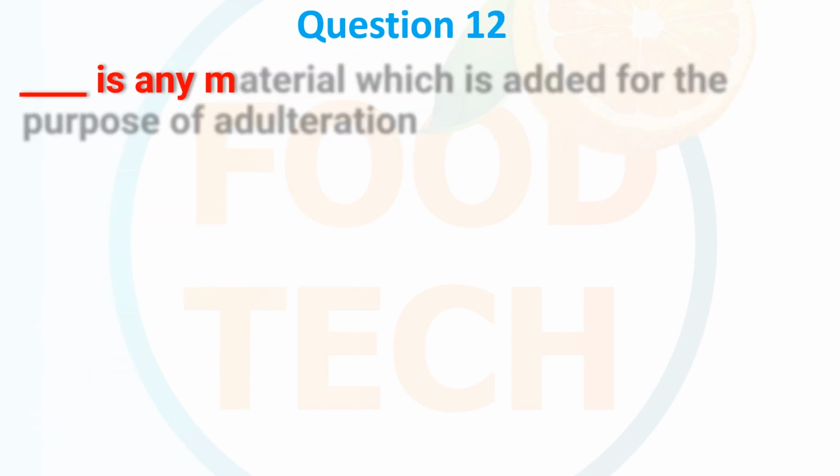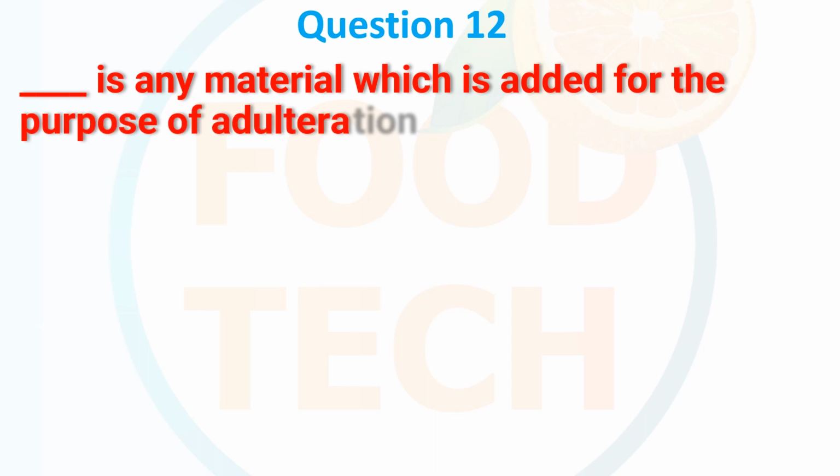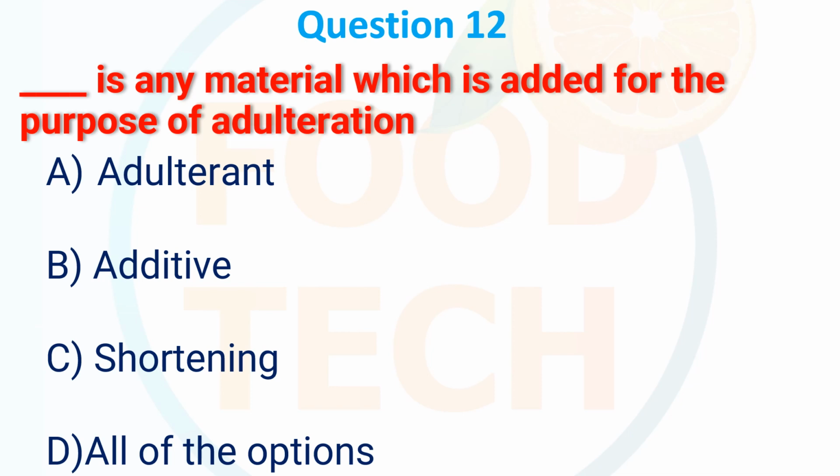Adulteration. Dash is any material which is added for the purpose of adulteration: A. Adulterant. B. Additives. C. Shortening. D. All of the options. The answer is A. Adulterant.